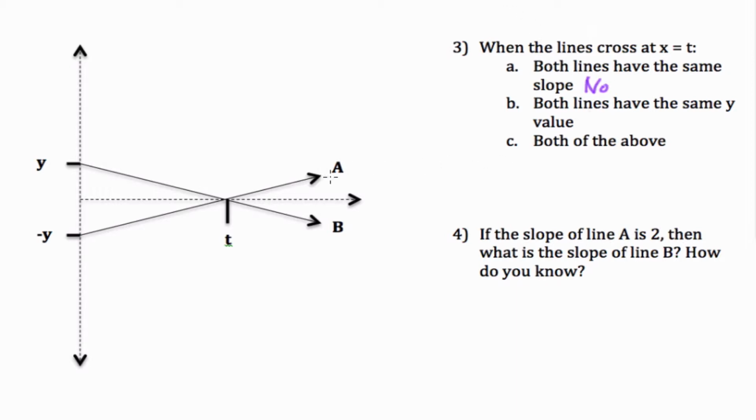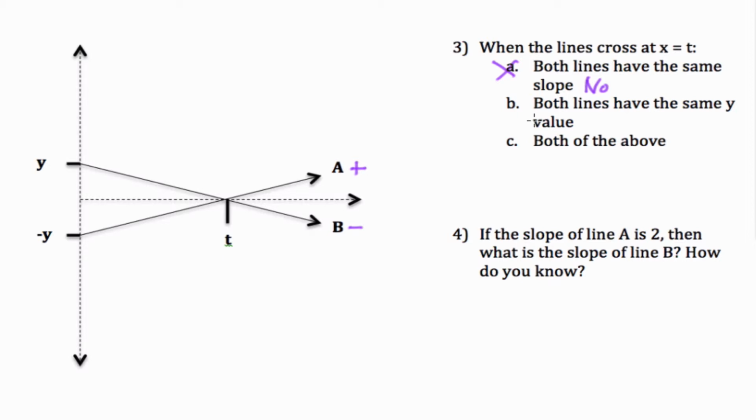Because I know that line A has a positive slope and line B has a negative slope, and this is for the whole graph. Choice A doesn't say they have the same magnitude. Their slopes have the same magnitude. It just says that they are the same, and they're not. A will be positive, B will be negative. So A is right out.